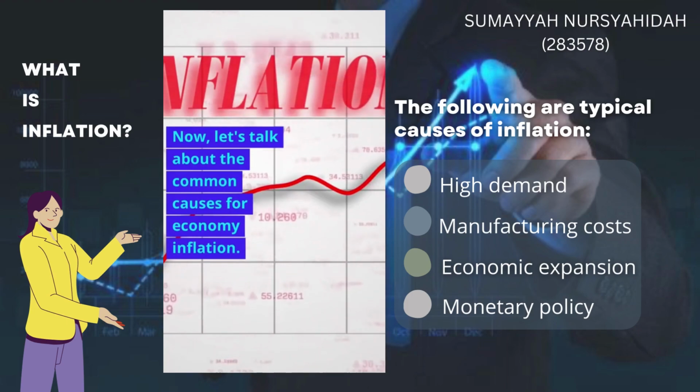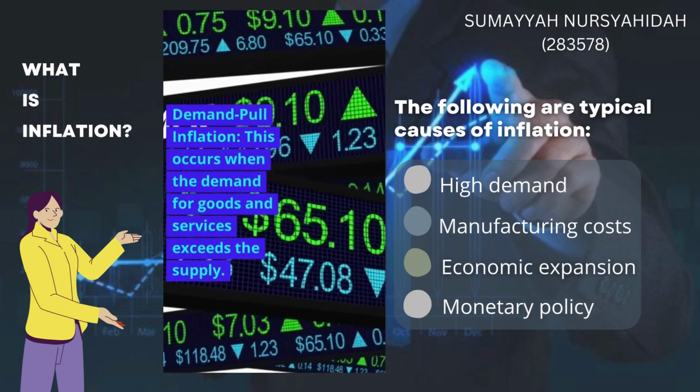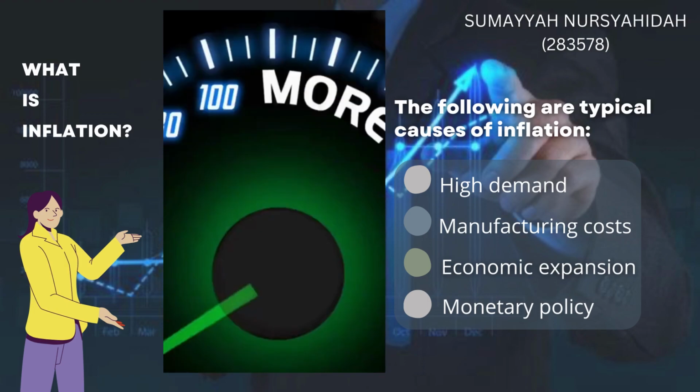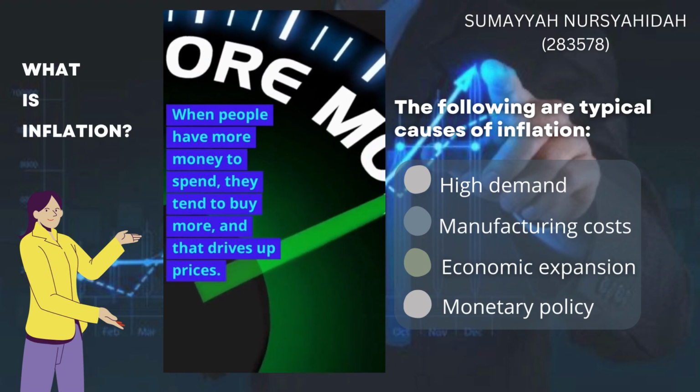Now, let's talk about the common causes for economy inflation. There are a few key factors at play here. Demand pull inflation. This occurs when the demand for goods and services exceeds the supply. When people have more money to spend, they tend to buy more, and that drives up prices.